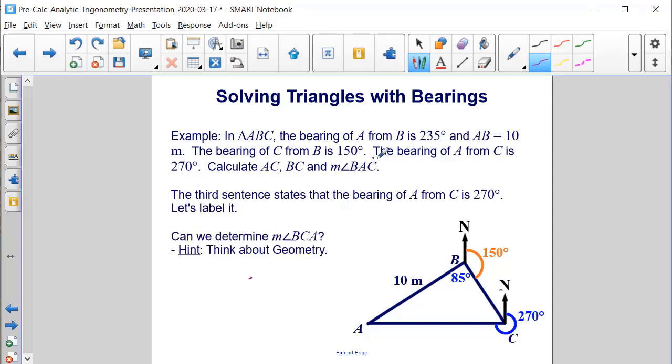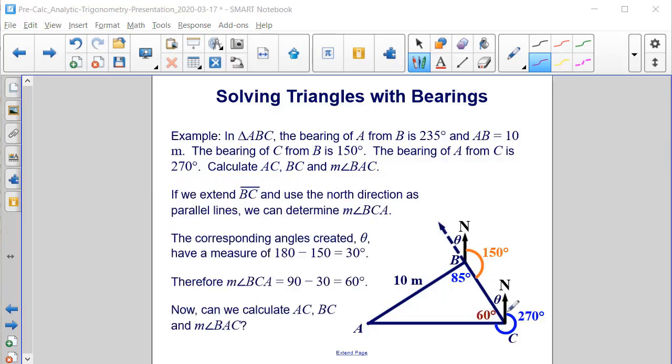The third sentence of our problem states that the bearing of A from C is 270 degrees. Let's actually draw it in and label it. So from the north direction, we have a bearing of 270 degrees, which is labeled. And now the question is, can I figure out these two smaller angle measurements that are given here. For example, this one inside the triangle and this other one outside of the triangle. Take a moment to think about it. The hint is think about geometry. And when you're done thinking about it, you can unpause the video to reveal the answer.